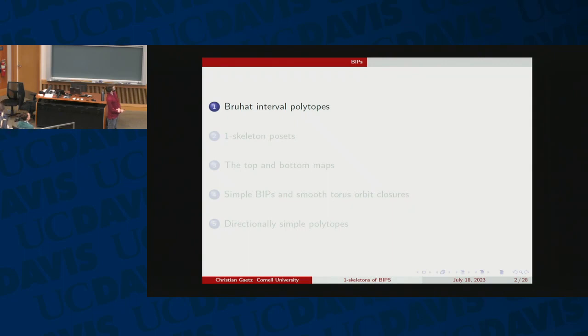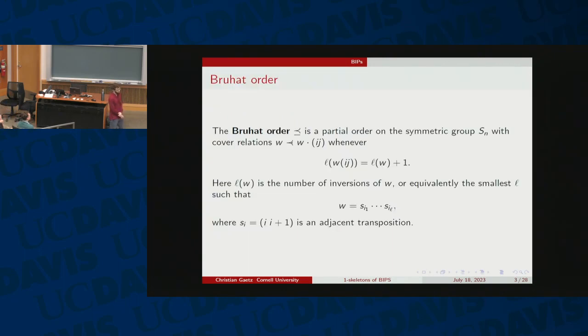All right, so I will start off by telling you what Bruhat interval polytopes are, and to do that, I first have to tell you what Bruhat order is. So we've already seen this a little bit today. This is the partial order on the symmetric group, which tells us about containment of Schubert varieties, but it can also just be described completely combinatorially. So this is a partial order on the symmetric group.